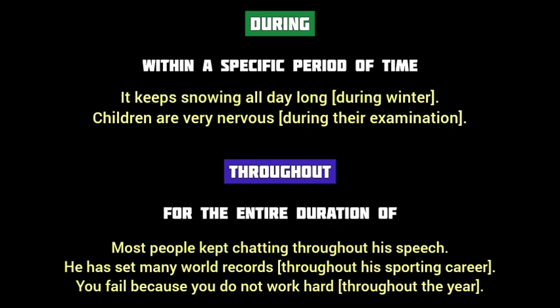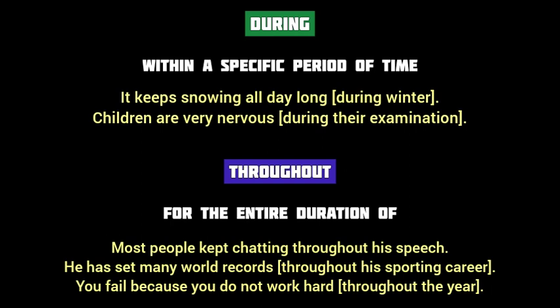During is always a preposition of time. It means within a specific period of time. For example, it keeps snowing all day long during winter. Here the preposition during denotes the specific period of winter. In other words, it keeps snowing all day long within the specific period of winter.